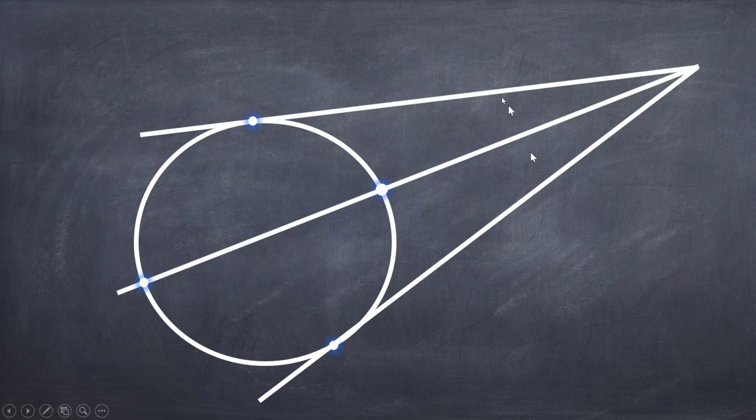You can see from this figure there are three lines that connect to each other at the end of this point. So this line is a tangent. Same goes for this line because it only touches the circle at only one point.